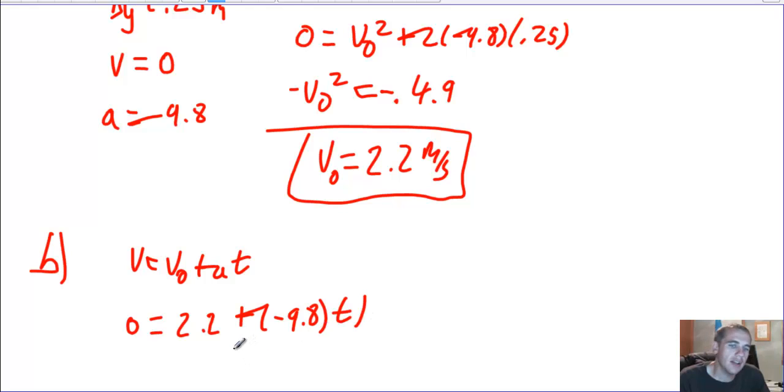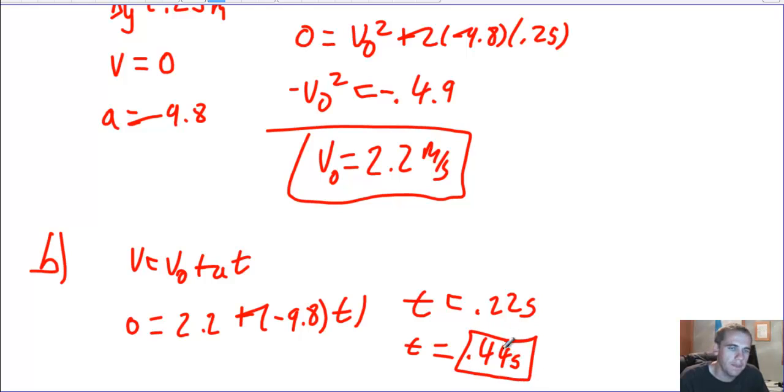Okay. Now what this is going to allow me to do is calculate the time it takes for that thing to rise. So I'm going to take 2.2 divided by 9.8, right, because I can move that over, and I get t equals 0.22 seconds. Okay. That's the time that it takes to go up. It's a symmetric curve, so it takes an equal amount of time to fall back down, so the total time is actually twice that, or 0.44 seconds. Okay. You could also use the second equation and solve for t.